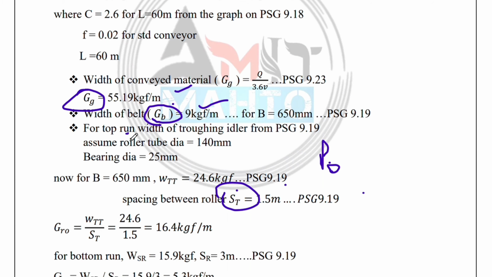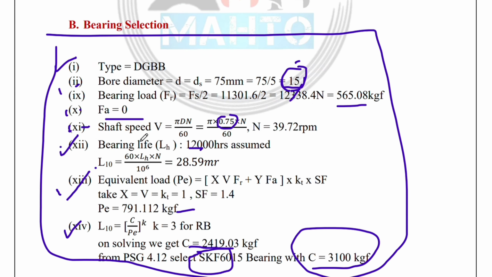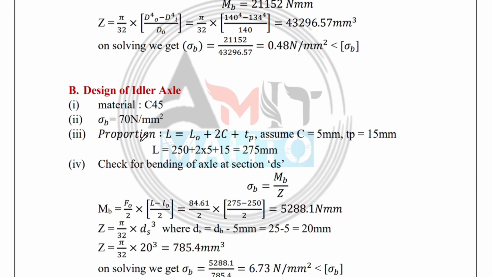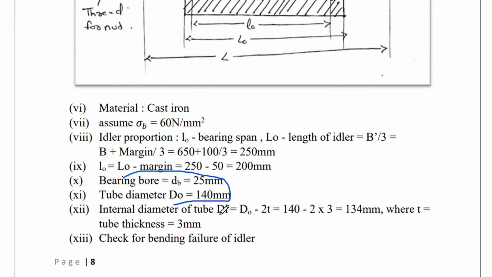See, roller tube diameter, which is 140 mm, and bearing diameter is 25 mm. Both values you will get from step number 2. Okay, that is how we find this value, bearing bore dB and tube diameter Do. This value will come from step number 2.